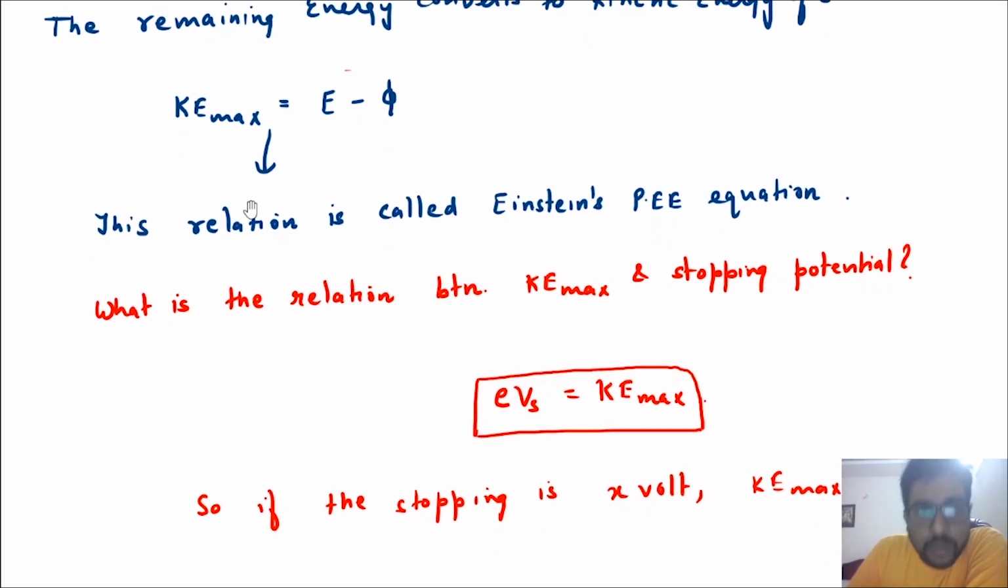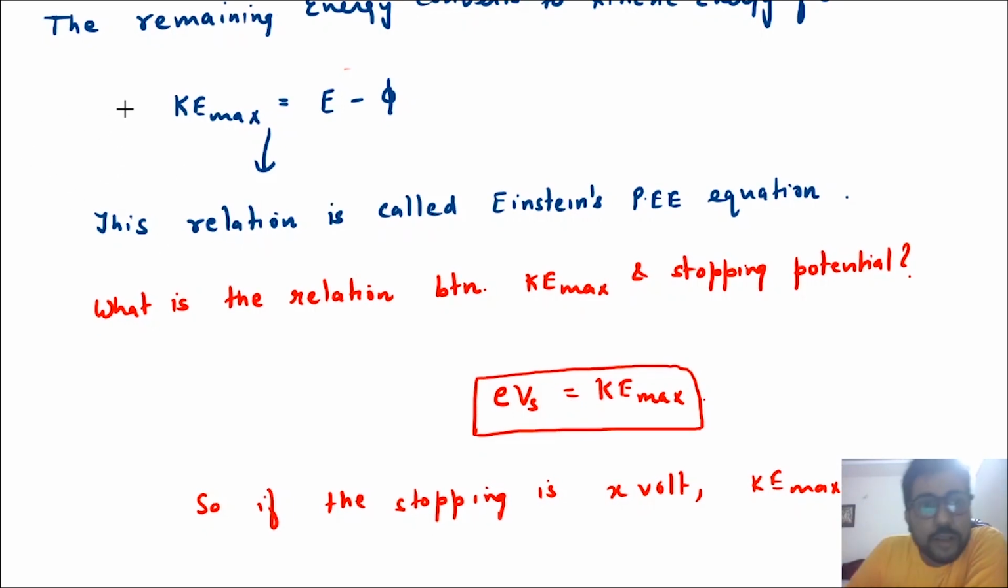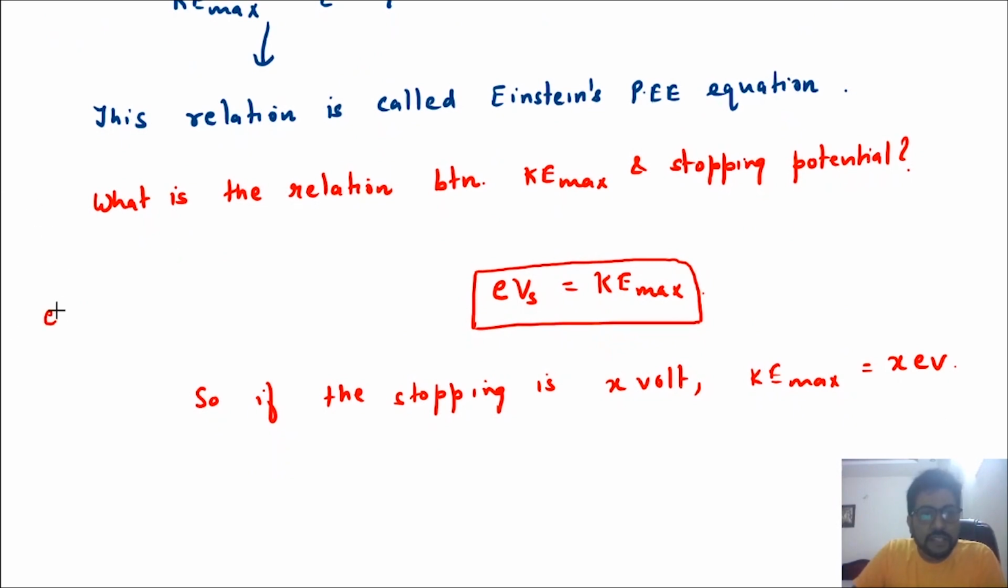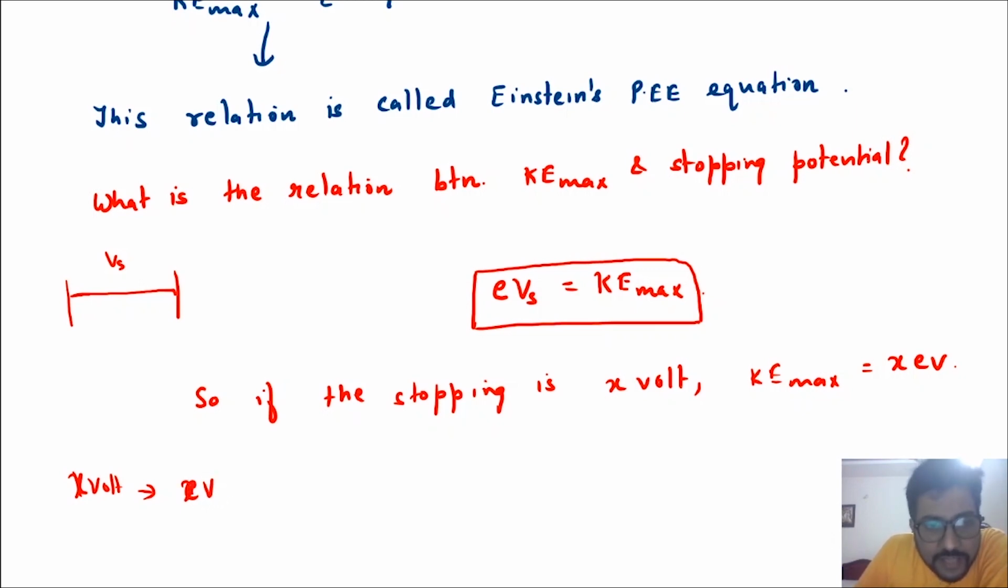Now, what is the relation between this KEmax and the stopping potential? You know that if an electron is accelerated by 1 volt, it gains 1 electron volt. Similarly, if an electron is retarded by 1 volt, it will lose 1 electron volt. Now, what is stopping potential? It is losing KEmax, going from KEmax to 0, right? So X volt of retarding potential will decrease the kinetic energy by X electron volt. Here you want to decrease the kinetic energy from KEmax to 0.